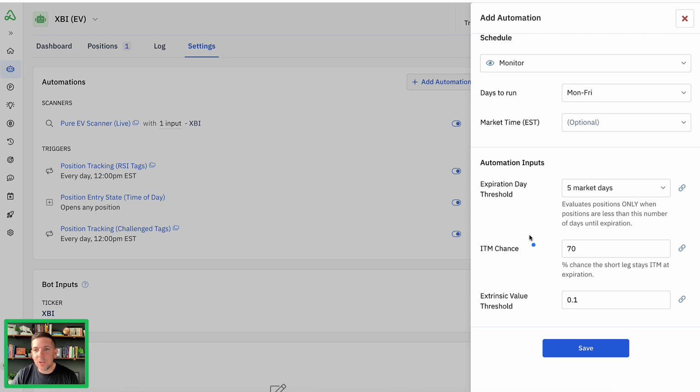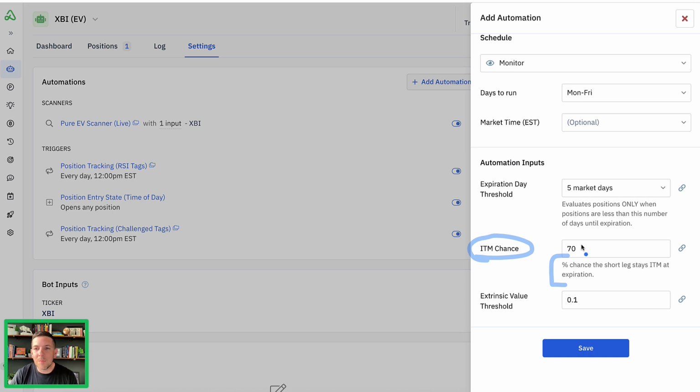The next thing you can do here is set your in the money chance. We're going to check inside the automation, and I'll show you in a second how we do that. We're going to make sure the position is already in the money, but I also want to check the chance that the short leg stays in the money by expiration. This is really important to me because I don't want to arbitrarily close a position that just happens to be marginally in the money, right? I want to make sure I'm closing positions that really do have a chance of staying in the money at expiration.